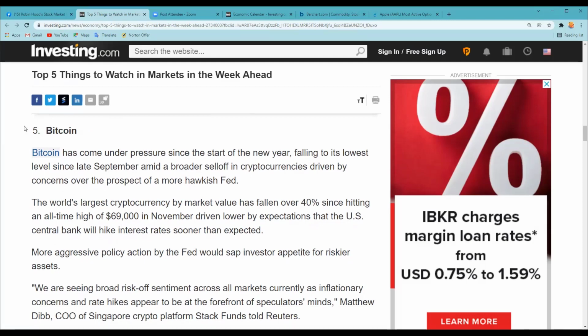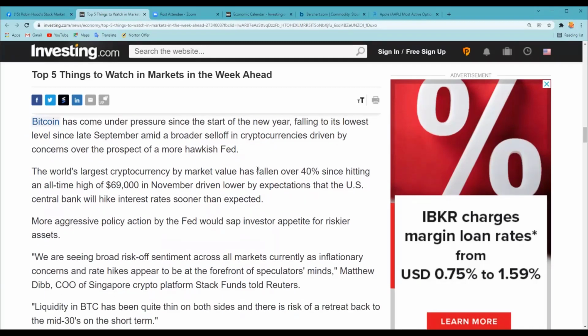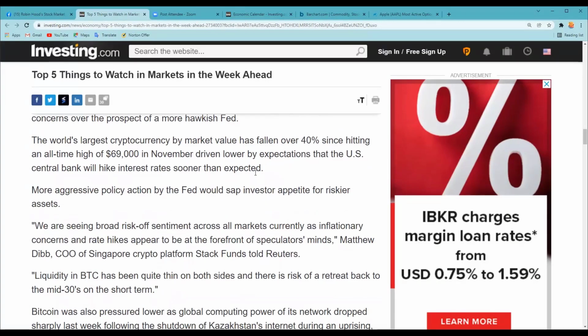And then number 5, Bitcoin has come under a lot of pressure since the start of the new year, falling to its lowest level since late September, amid a broader sell-off in cryptocurrencies driven by concerns over the prospect of a more hawkish Fed. The world's largest cryptocurrency by market value has fallen over 40% since hitting an all-time high of $69,000 in November, driven lower by expectations that the United States central bank will hike interest rates sooner than expected. More aggressive policy action by the Fed would sap investor appetite for riskier assets.